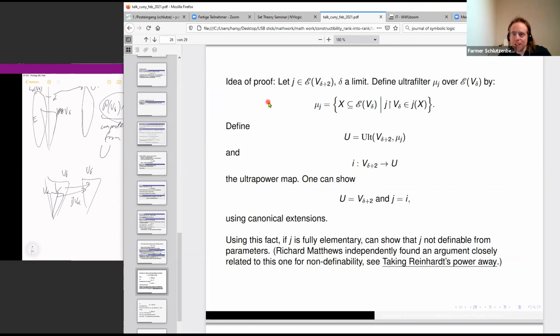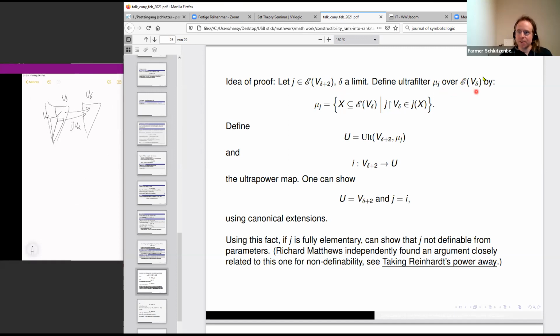The idea of the proof is as follows. If you have a J that's elementary from V delta plus 2 to itself, and delta is a limit ordinal, then we can define an ultrafilter over the set of elementary embeddings from V delta into itself. If you've looked at Woodin's I0 analysis, it's the same ultrafilter used there. We define an ultrafilter with seed J restricted to V delta. So we've got V delta plus 1, V delta plus 2, and J restricted to V delta here.